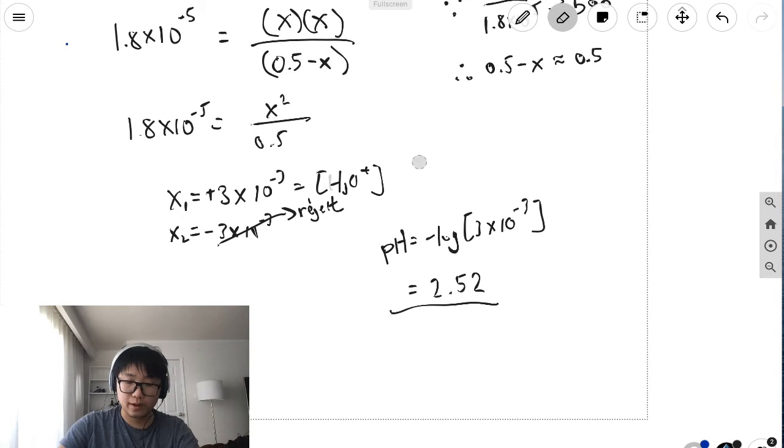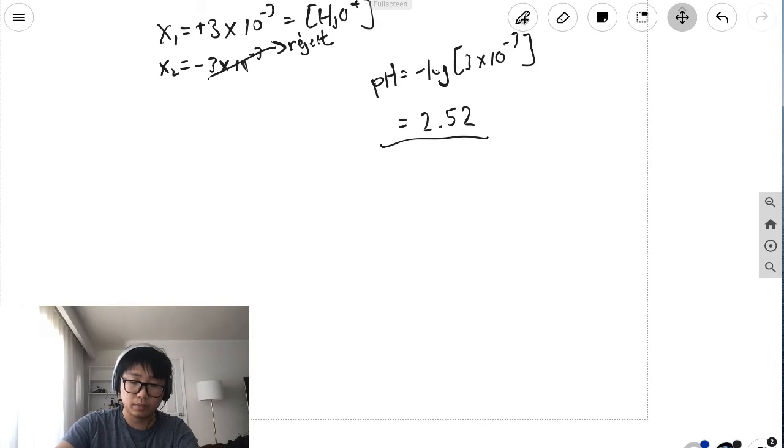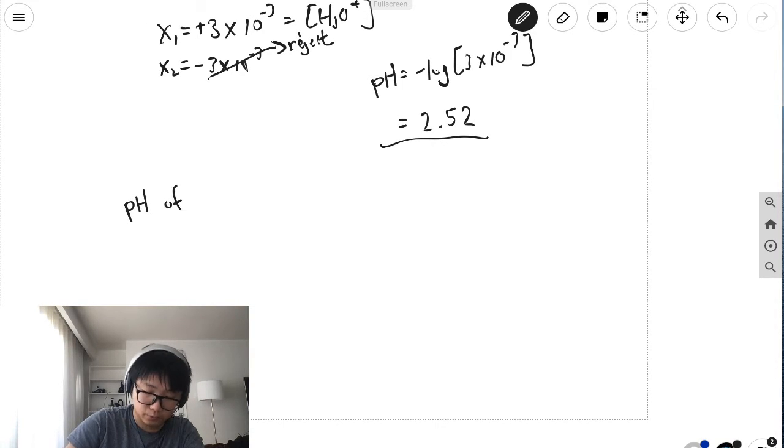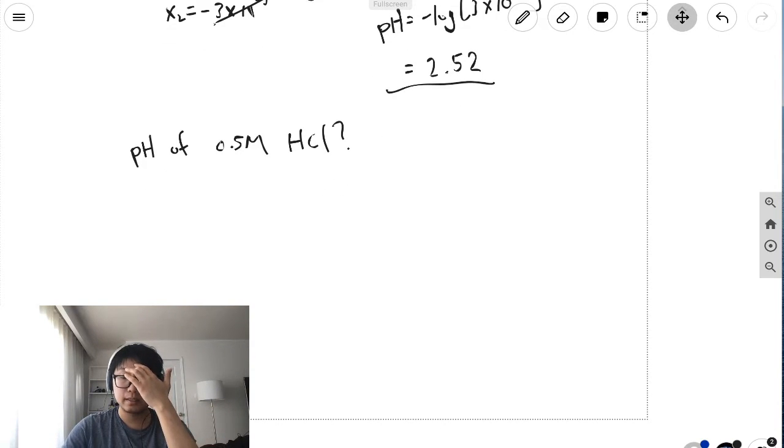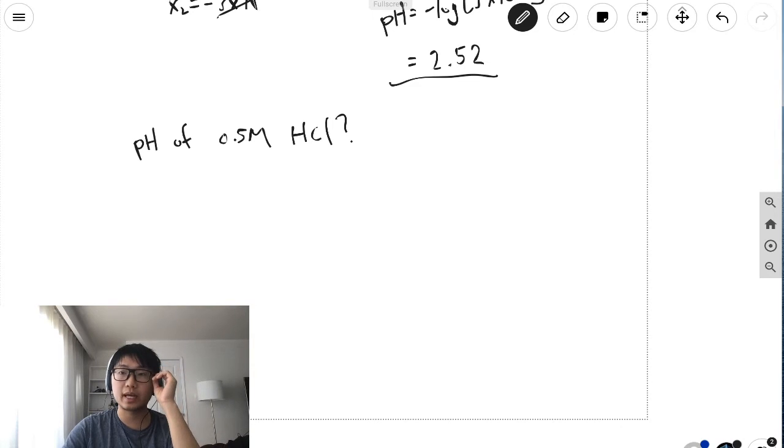Okay, yeah, so 2.52 is going to be the pH, which is low, but not that low, right? Because we can make the comparison. Let's say, here, you make the calculation this time. Let's say I'm asking for the pH of 0.5 molar, so same concentration, this time HCl. Okay, how would you do this problem? What is the chemical equation I should even write out first? Yeah, for HCl.